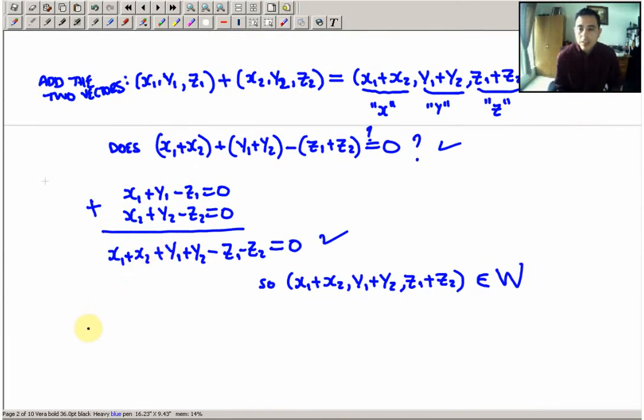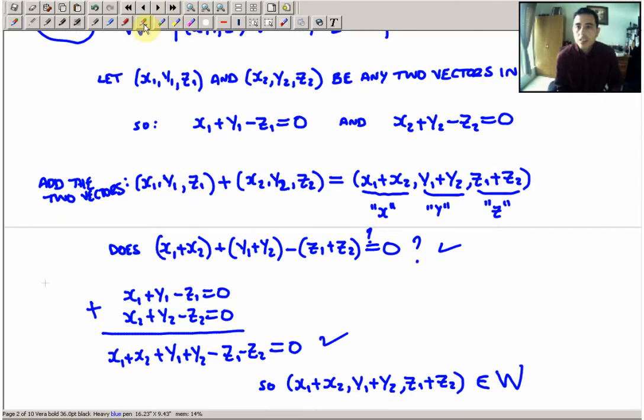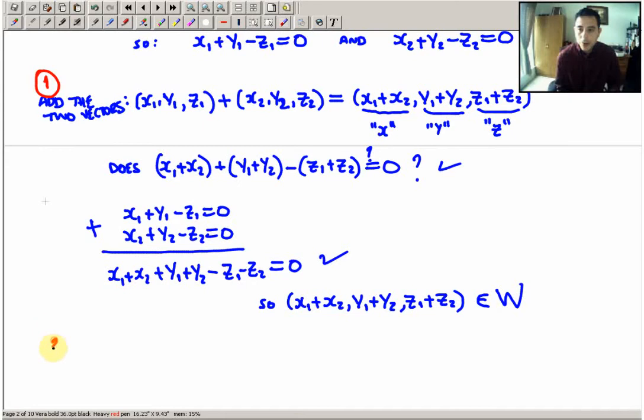Now here's the question. Let's organize this a little bit. So this was number 1: add the two vectors and see if that is in W. Here's number 2. Let's multiply by a scalar, right? So multiply c times one vector.